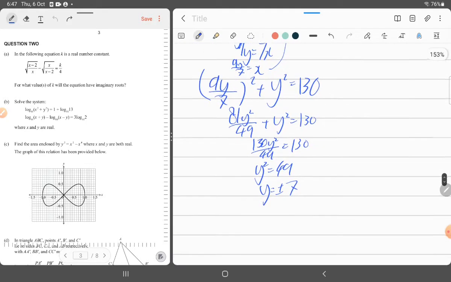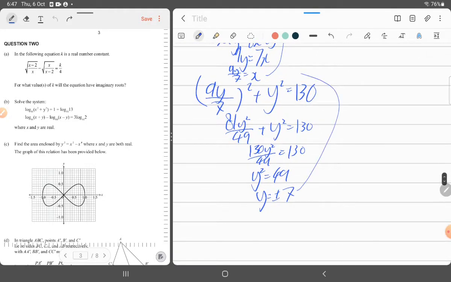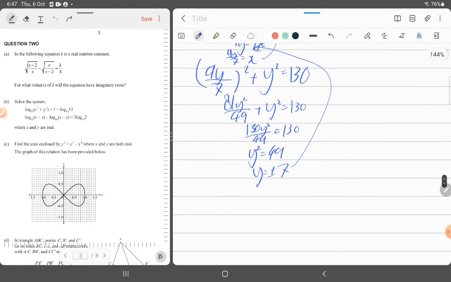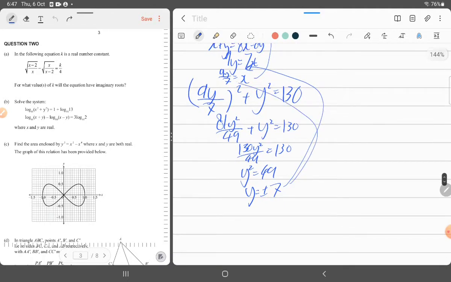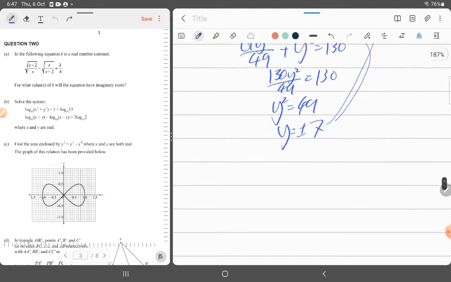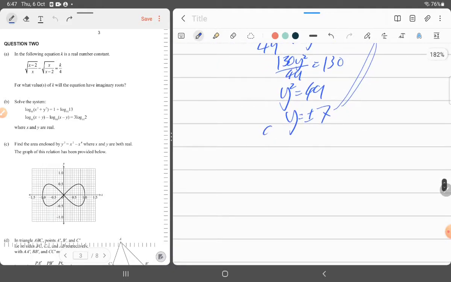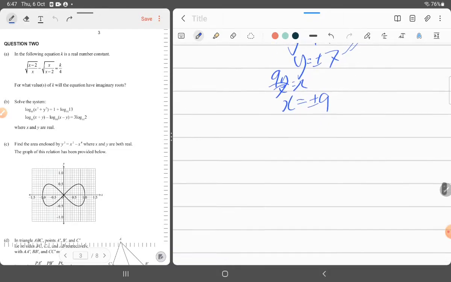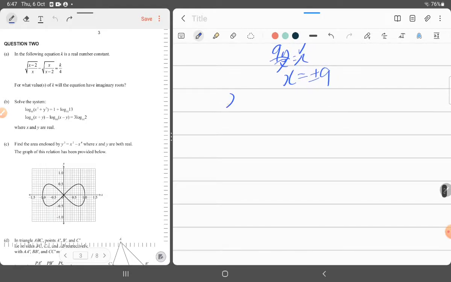Then we plug this into here. So 9y over 7 equals x. If we plug 7 into y here, the 7 in the denominator cancels out, so x equals plus or minus 9. So x equals plus or minus 9 and y equals plus or minus 7.